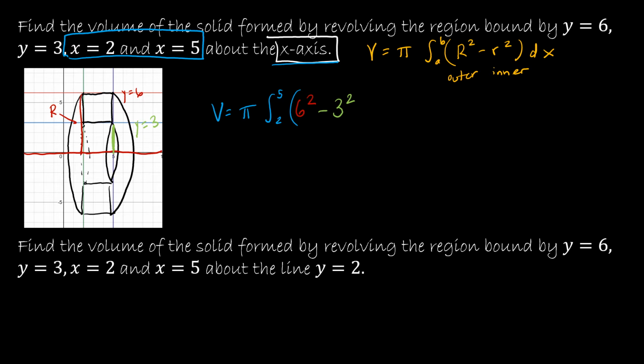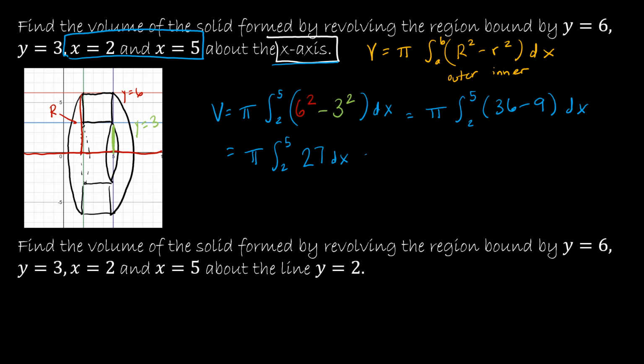And again, this is with respect to x. So that's going to give me pi times the integral from 2 to 5 of 36 minus 9 dx. I can continue to simplify. I have pi times the integral from 2 to 5 of 27 dx.